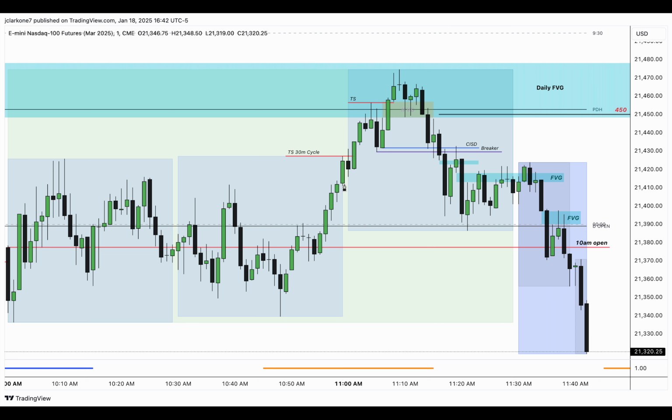Same for this 11 a.m. open. You're above the 11 a.m. open. You're not going to be looking for a reversal long. You're only looking for a reversal short.